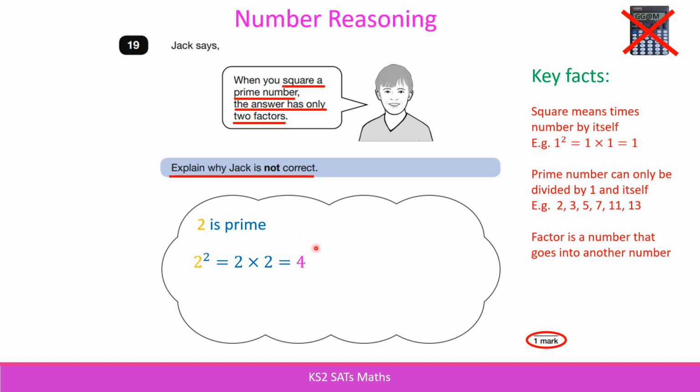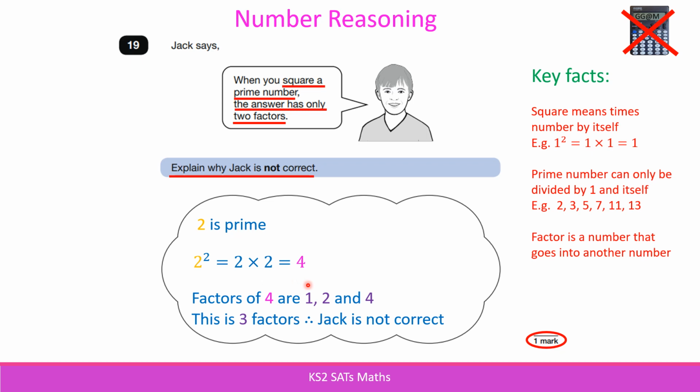So the factors are the numbers that go into 4. So 1 times 4 is 4. But we also know 2 goes into 4 because it's a square number. So that means the factors of 4 are the numbers 1, 2 and 4. Now this is 3 factors: 1, 2, 3. So therefore, these 3 little dots here mean therefore, Jack is not correct.